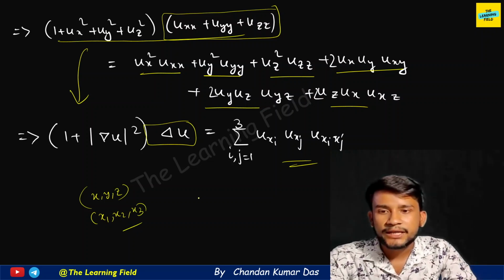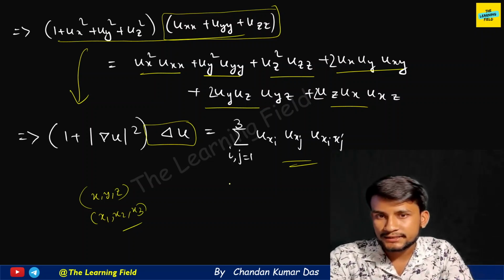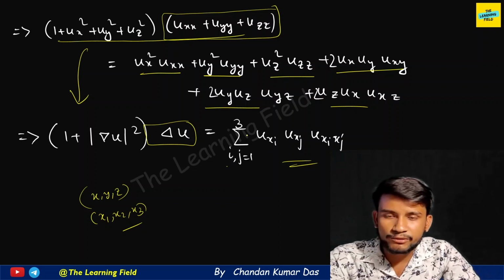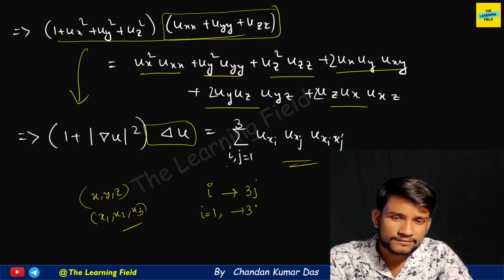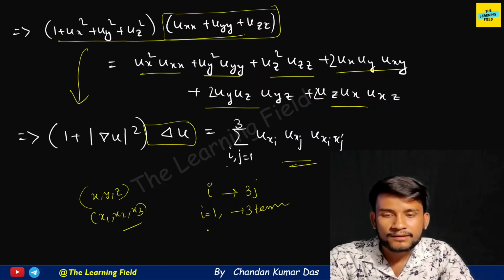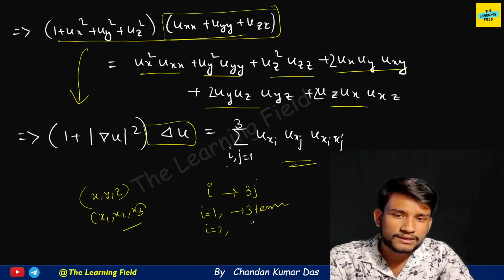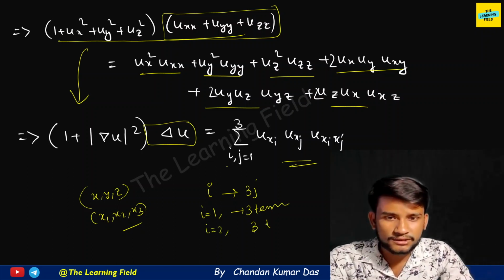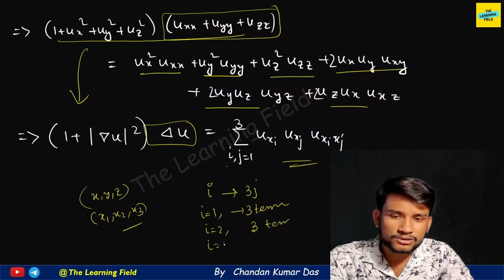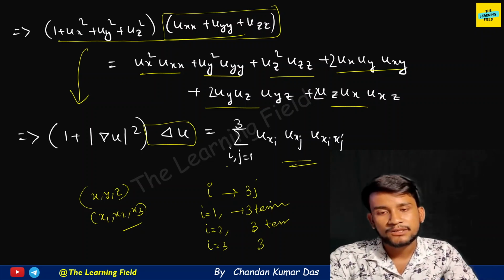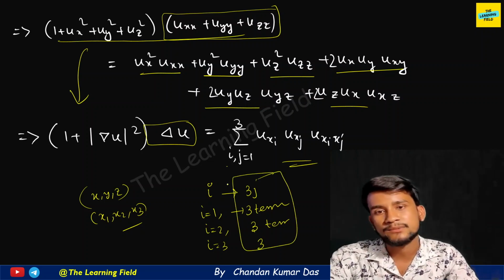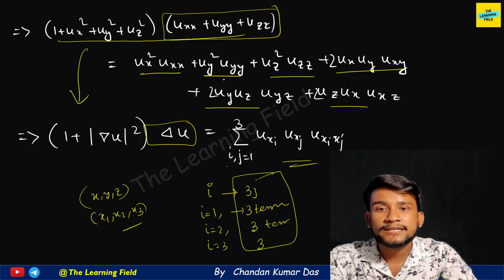ठीक है, तो I think you will understand this because there are 9 terms, because i varies from 1 to 3, and for each i we get 3 j. For i equal to 1 we get 3 terms, j varies. For i equal to 2 we get 3 terms because j varies from 1 to 3, and for i equal to 3 again we get 3 terms since j varies from 1 to 3. Okay, so here we get exactly 9 terms, and we get exactly 9 terms here.